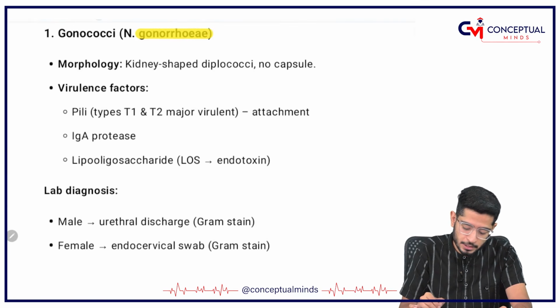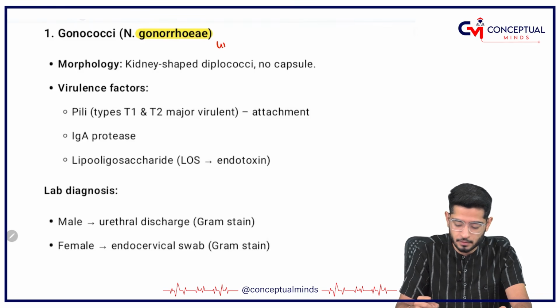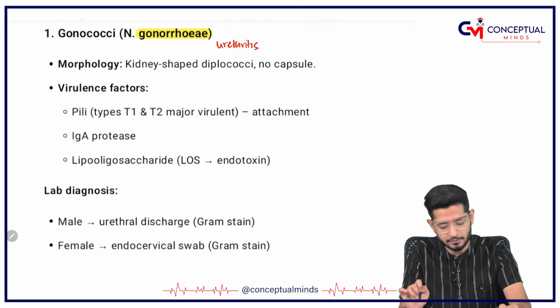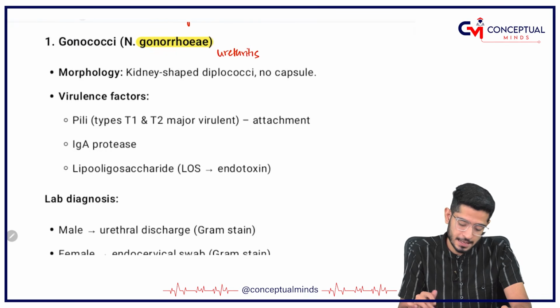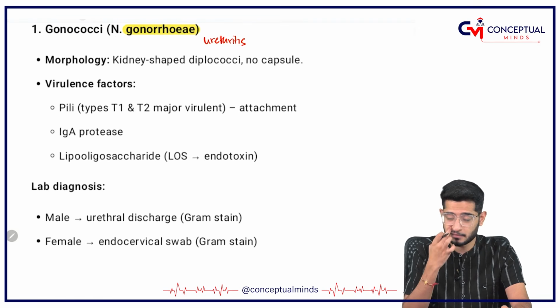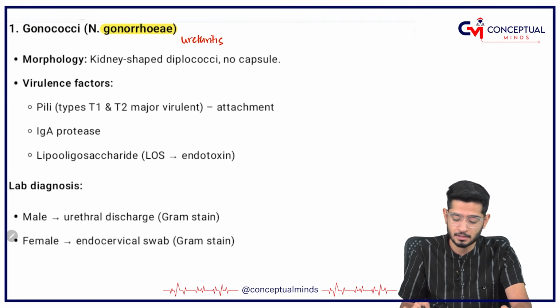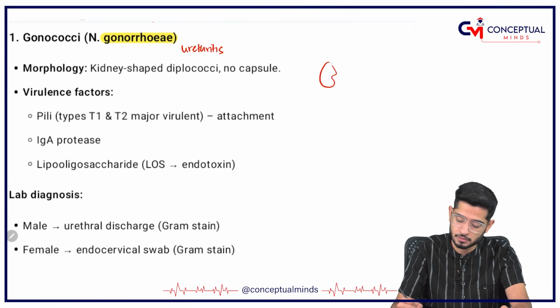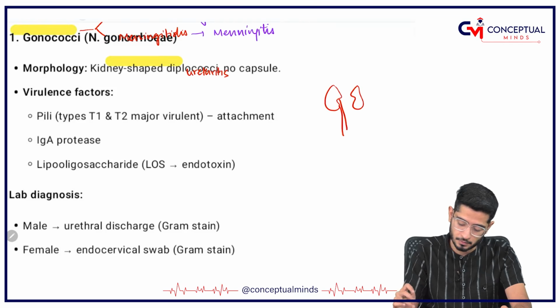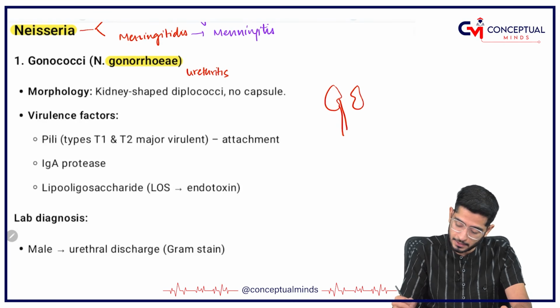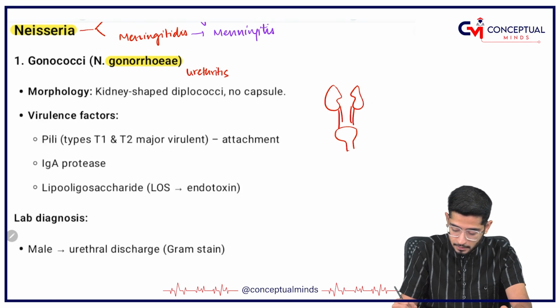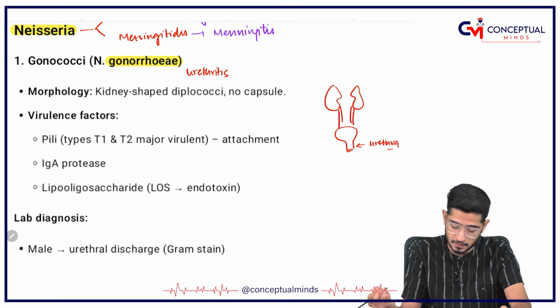So, please understand gonorrhea first. Gonorrhea is responsible for causing urethritis, the inflammation of urethra, which we will discuss. Let me just revise a basic anatomy for you. So, this is your kidney, and this is the ureters. Ureters going to the bladder, and from the bladder this is the urethra. So, it is responsible for causing urethritis.